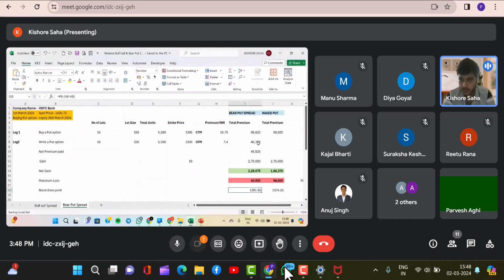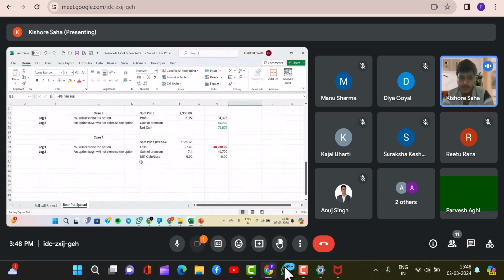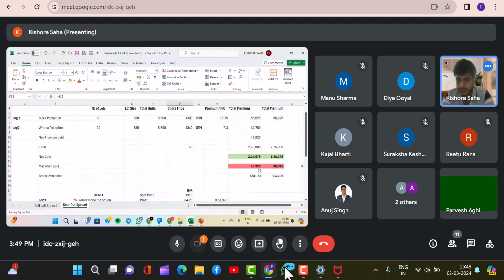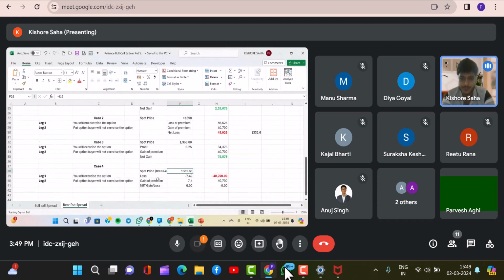And in the last case, we'll see the break even point, as we have calculated the break even point of this bear put spread strategy with the same formula. We have considered the spot price at that. If 1381 is the price, which is less than this, obviously I will exercise the option. But after exercising the option and adjusting the premium, I get a loss of minus 7.40.